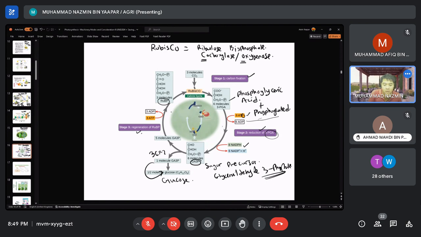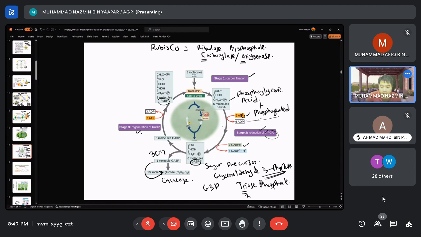Okay, so that is the Calvin cycle. So what's the product of the Calvin cycle? G3P. This thing got many names, okay? I remind you that in this note, it's called GA3P. So it can be called GA3P, it can be called G3P, it can be called triose phosphate. They are all the same thing.